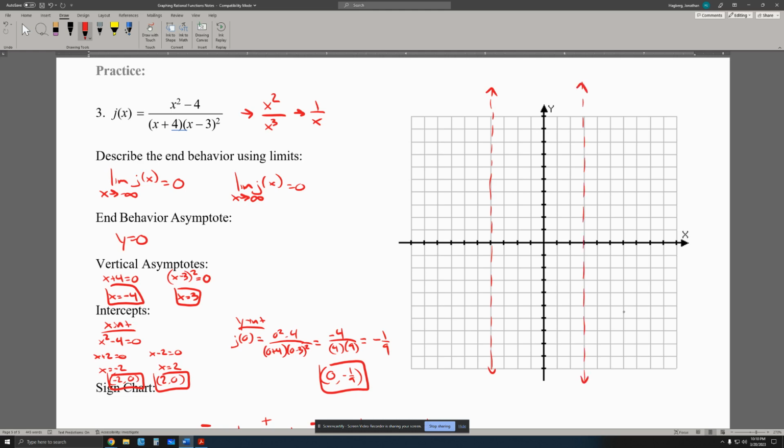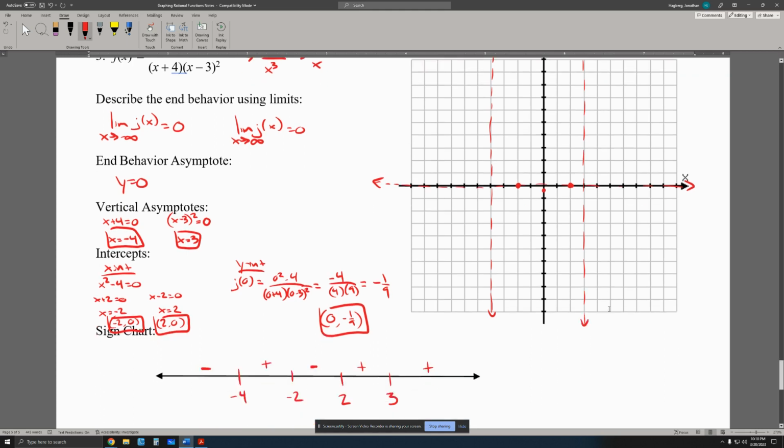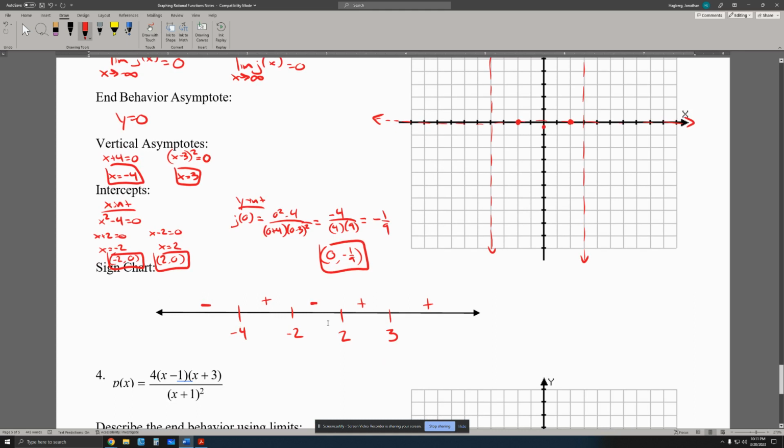We have our horizontal asymptote at y equals 0. We've got our x-intercepts at (2, 0) and (-2, 0). We've got our y-intercept, (0, -1/9). And that's it. Okay, so the left-hand side, we know that left of -4 is going to be negative.